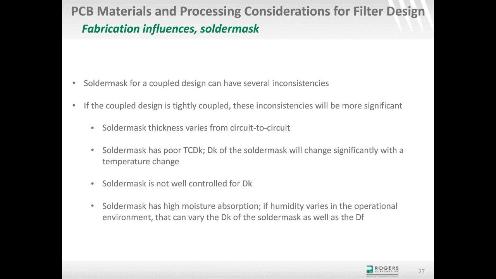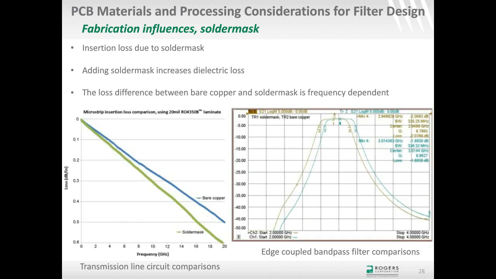Here's a couple of charts that I'll talk through real quick. On the left is insertion loss, and on the right is a microstrip bandpass edge-coupled filter. They're using the same materials, 20 mil thick RO4350B laminate. On the left, the blue curve is the bare copper circuit, and the green curve is the solder mask. On the right, the brown curve is the solder mask circuit, and the blue curve is the bare copper circuit. You can see there's a little frequency shift there, and that's because the solder mask will increase the effective dielectric constant, and that will lower the center frequency.